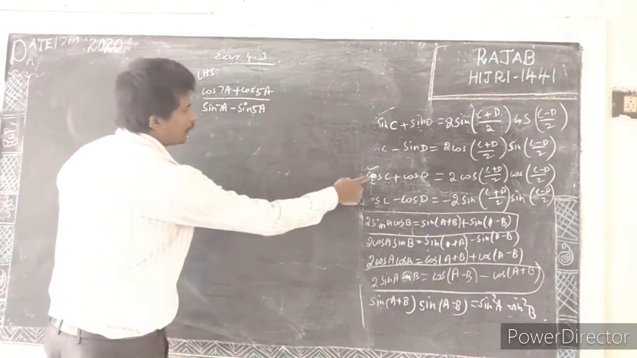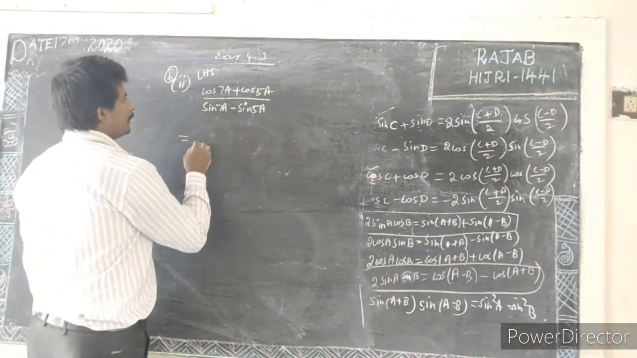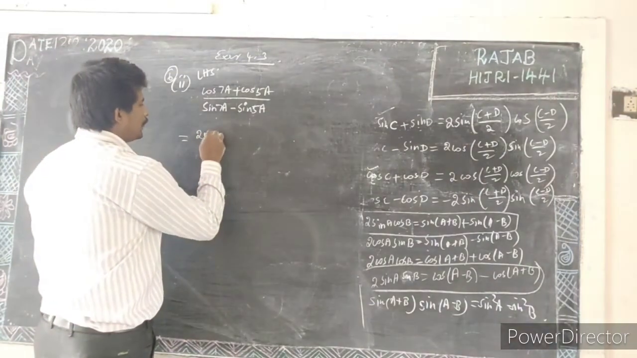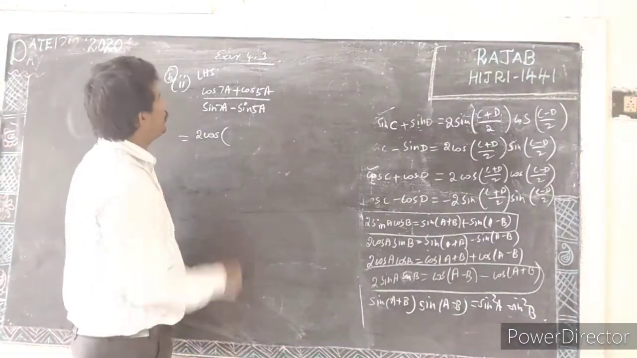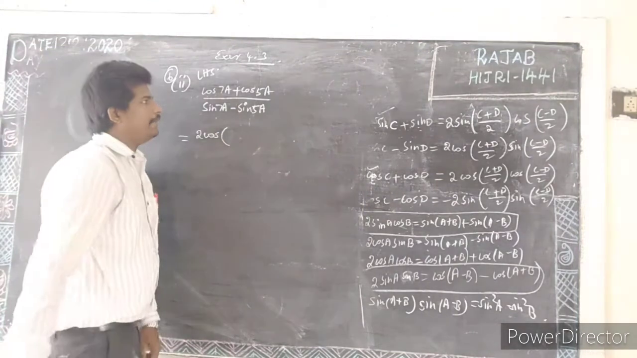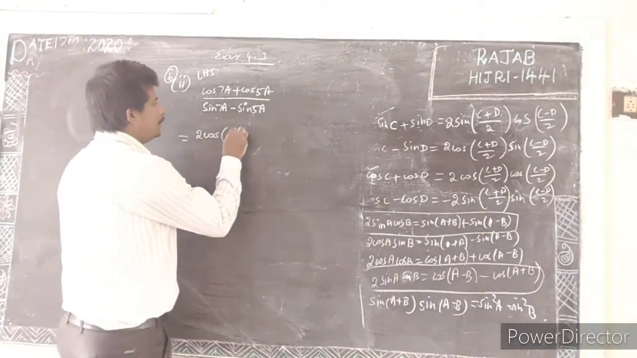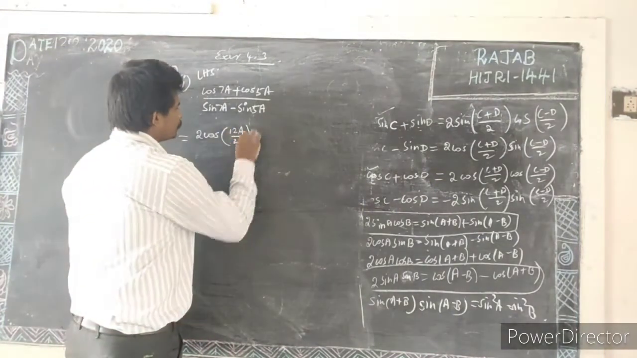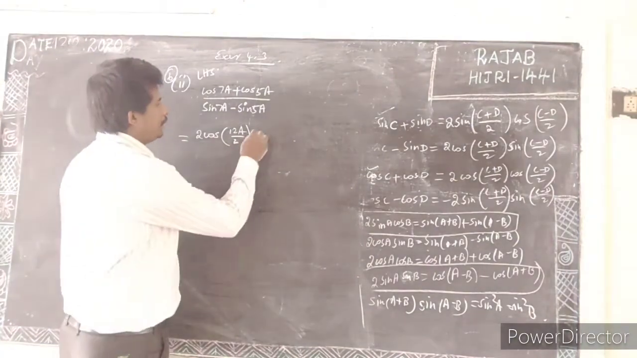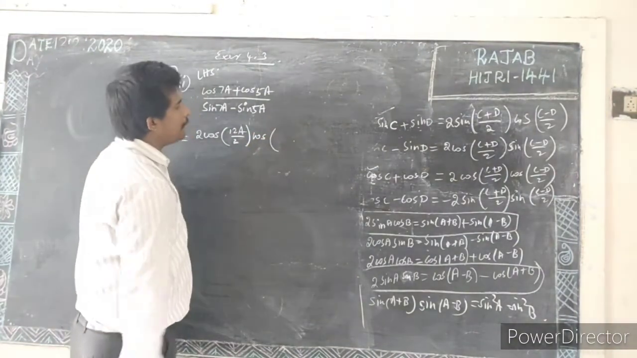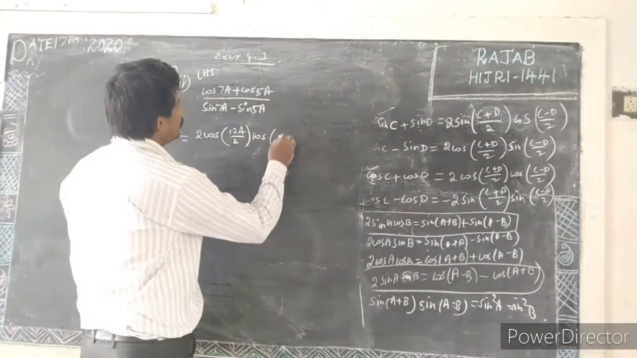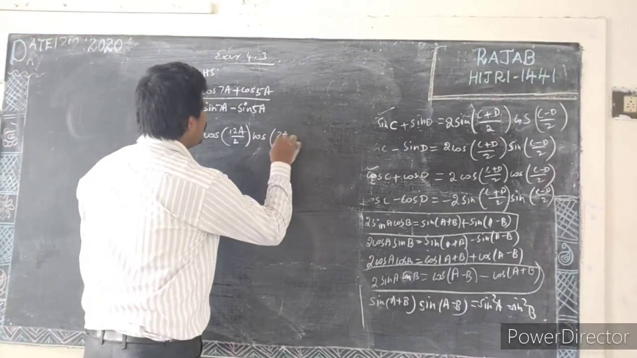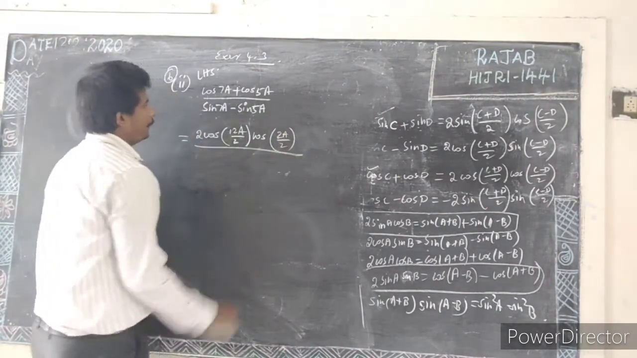By using the formula, the numerator can be written as 2 cos c plus d, 7a plus 5a, 12a by 2. Then cos c minus d by 2. Here we will have 2a by 2 divided by.